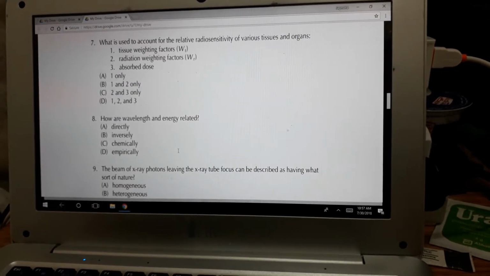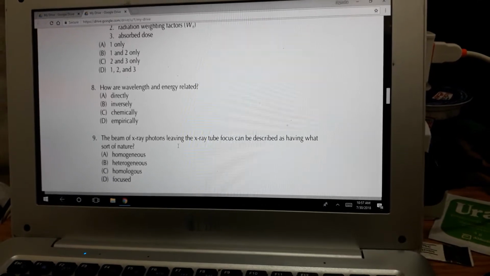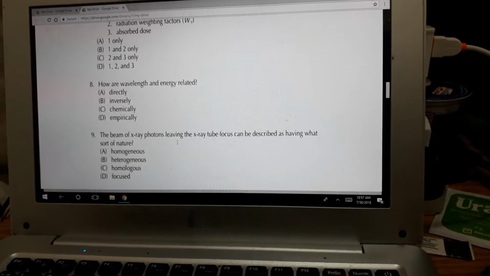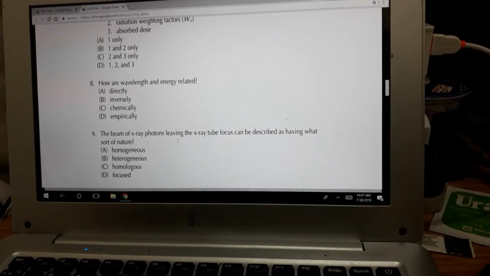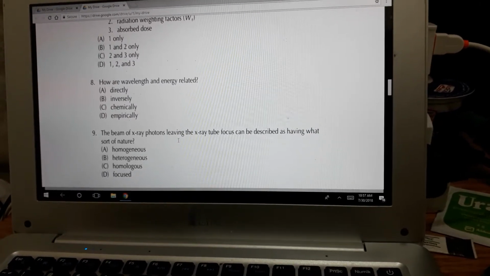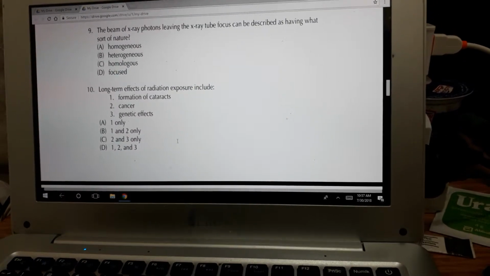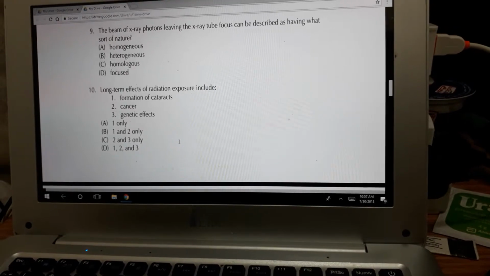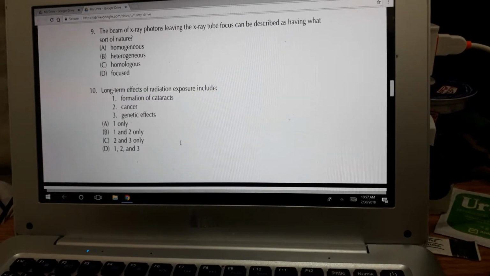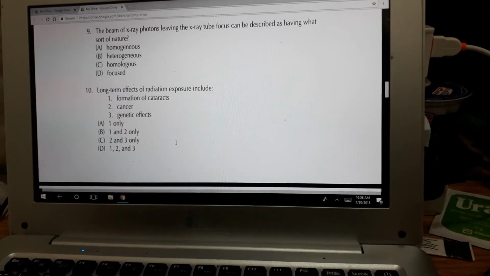How are wavelength and energy related? Inversely. The beam of X-ray photons leaving the X-ray tube can be described as heterogeneous. And the tenth is the long term effects of radiation exposure, which include formation of cataract, cancer, and genetic effect. So all of 1, 2, 3. So D will be the answer.